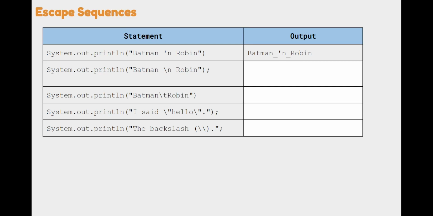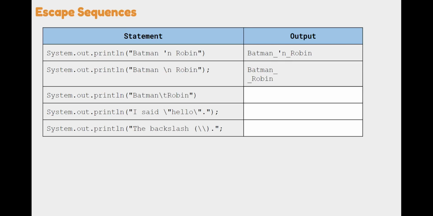We have that backslash n in the middle. Now that backslash and the n will not be printed to the console. On the first line, we would have Batman and space because that's what we have before the backslash n. The backslash n tells Java to move to the next line, and then it'll print out the rest of the characters, which is space Robin.